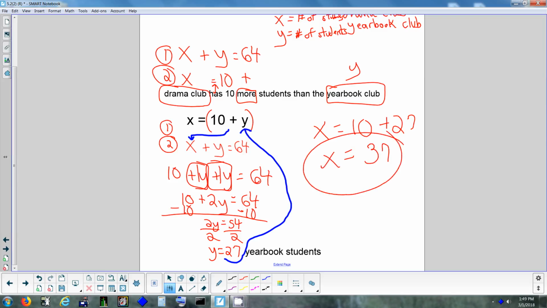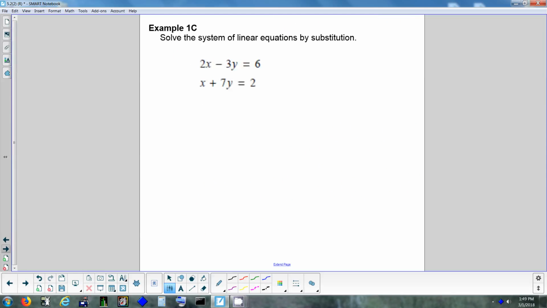So there's your answer, right? So we got 27 yearbook students and 37 drama students. All right, so there's your word problem. We did another word problem the other day. All right, let's look at the next one. Is everybody good with that?